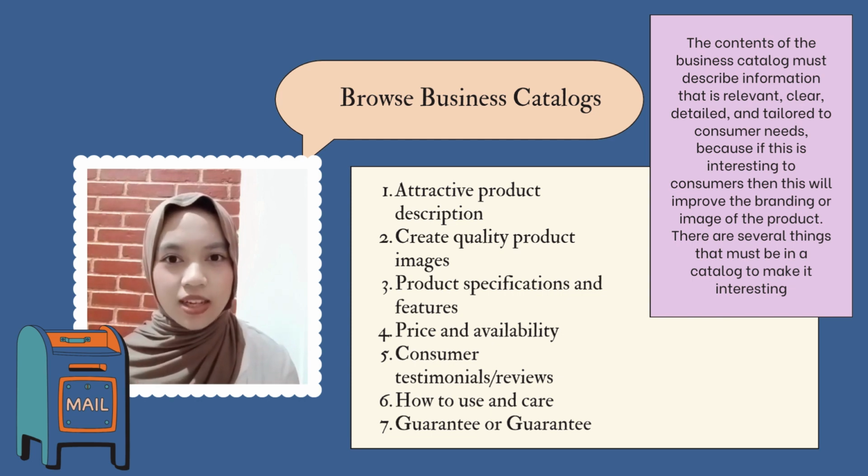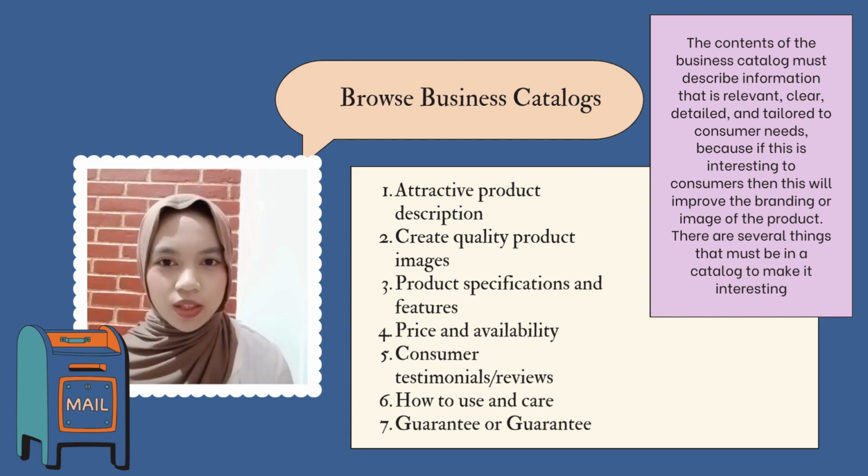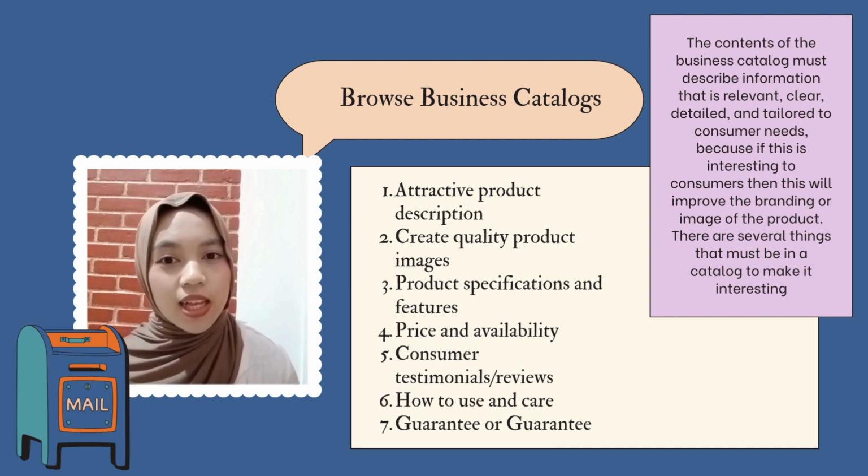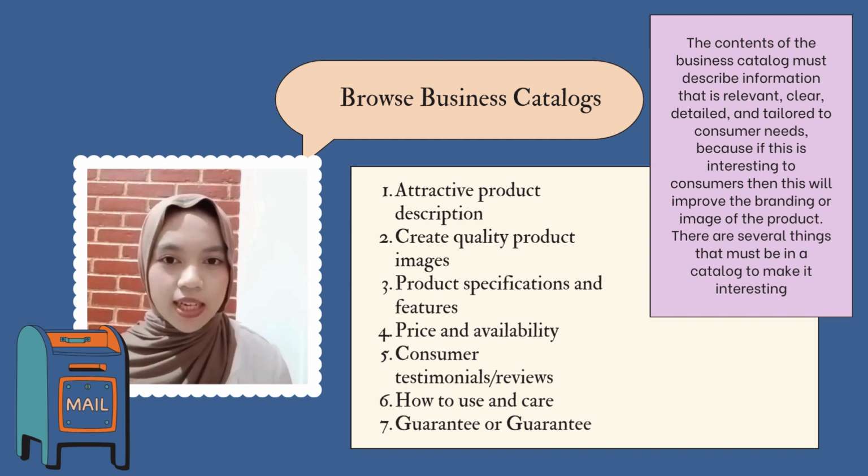Number 2, quality product images. By including quality images, of course, this will improve the branding of the product itself. In this section, the thing that must be highlighted is showing the product from various points of view and showing important details. Number 3, product specifications and features.